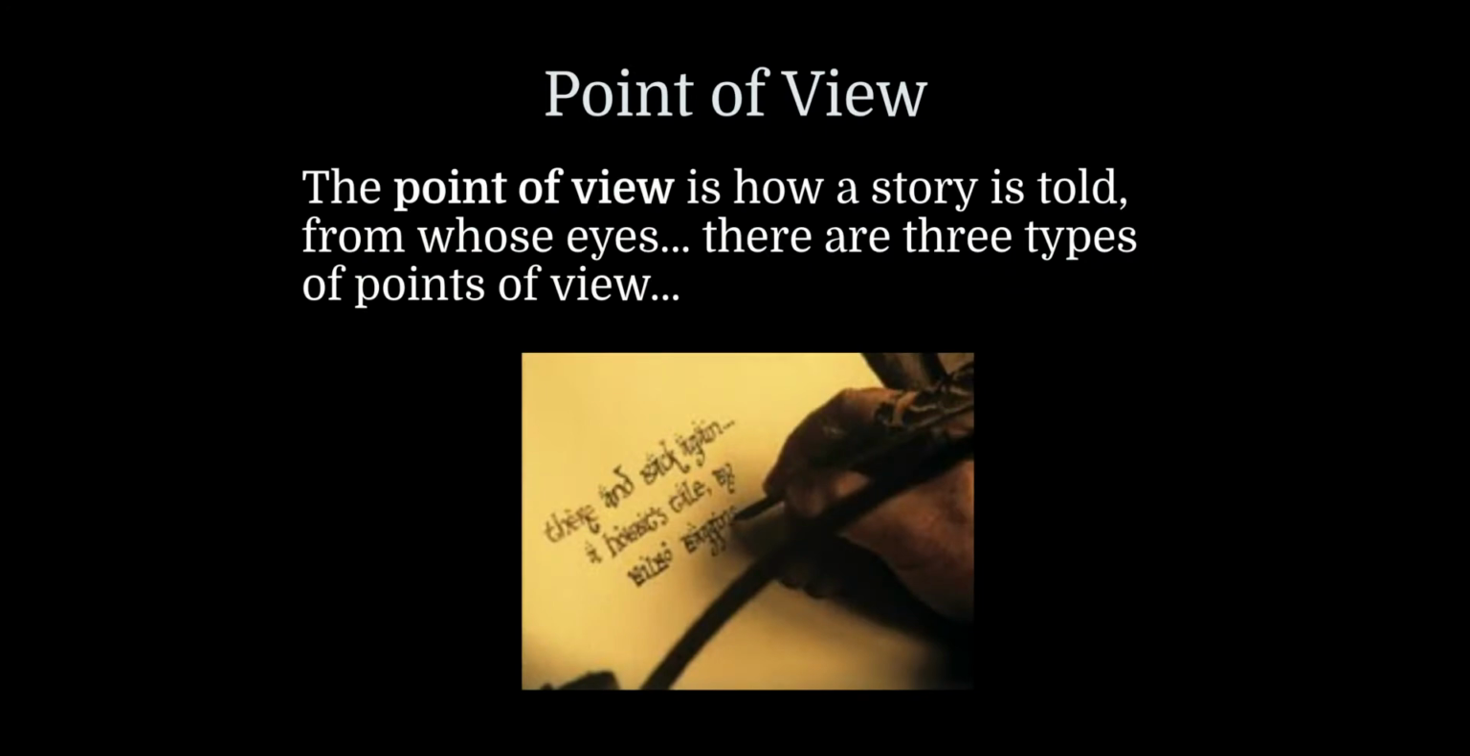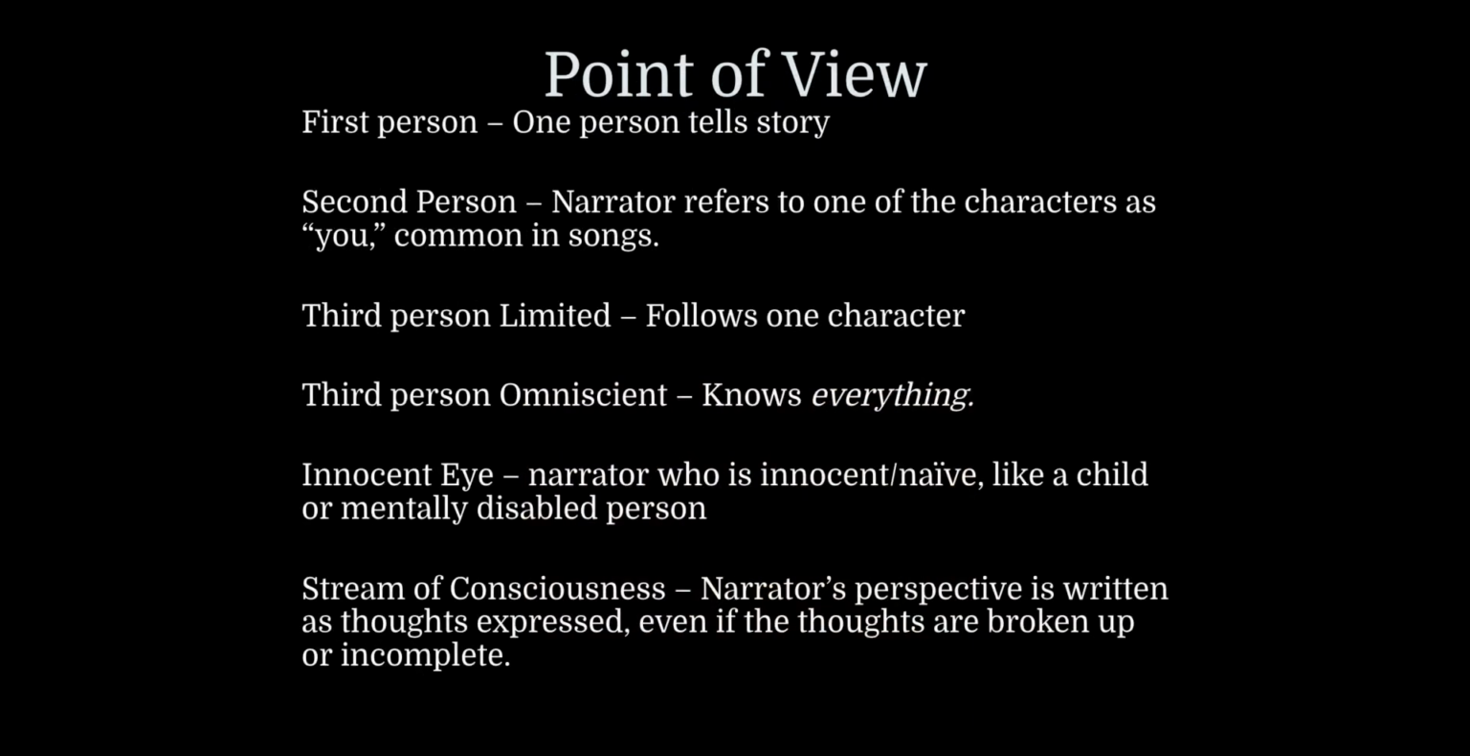The point of view of a story is how the story is told, from whose eyes. Now, there are three main types of points of view. First person point of view is one person telling the story. You are only seeing the story from that character's point of view. You do not get any other thoughts or ideas or feelings from anyone else. It's all how that one narrator is perceiving it.